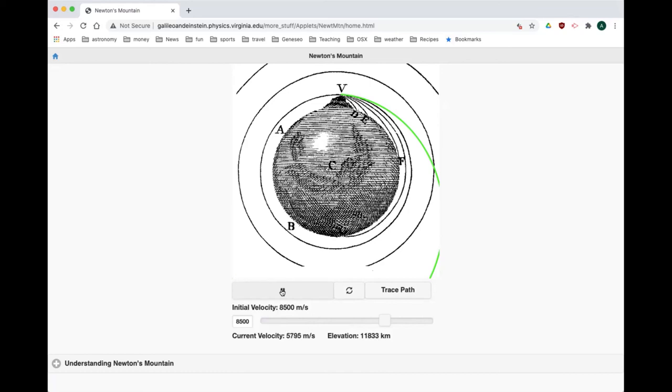What is the shape of this? It's going to come back in a minute. Just wait for it. What is the shape of this orbit? You can't see the whole thing, but what do you think the shape of this orbit is? It's an ellipse.